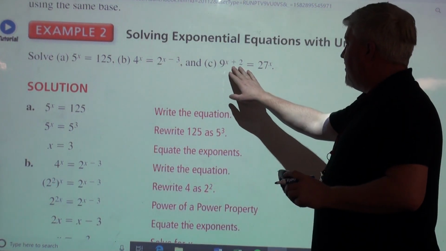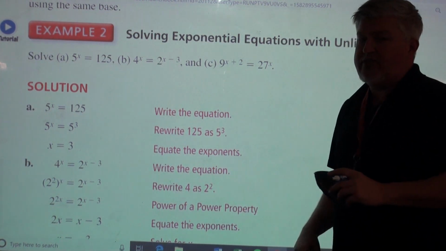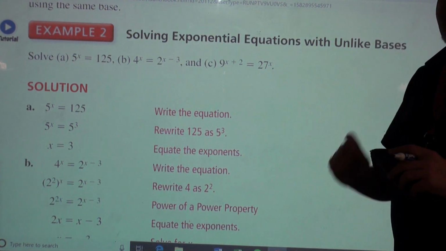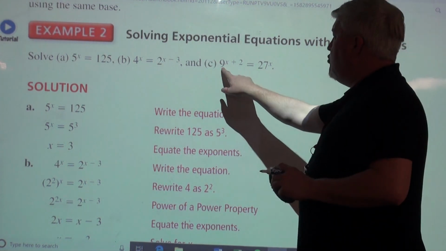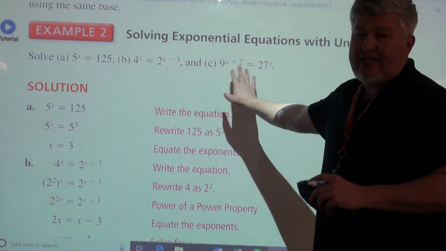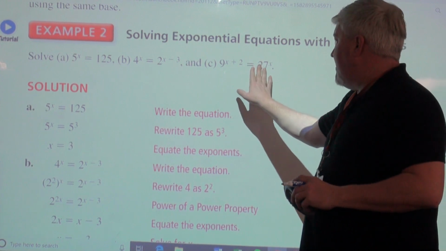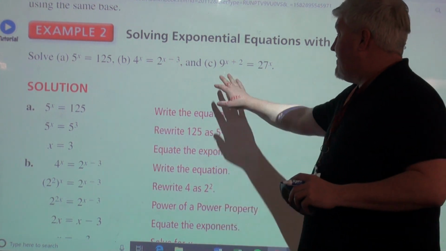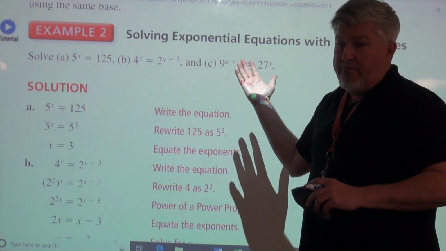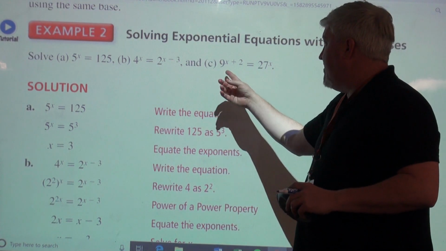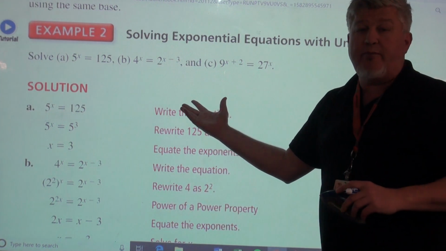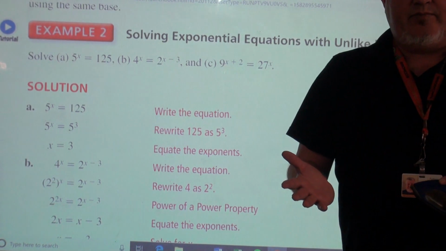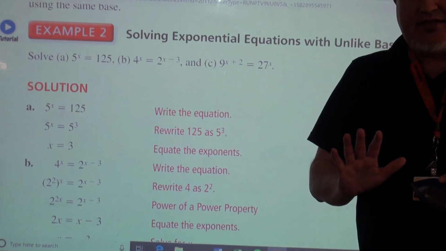9 to the x plus 2 equals 27 to the x. A slight bit more complication because I've got two different bases I'm looking at right now, 9 and 27. You cannot simplify 27 as 9 times something, right? Because 9 times 9 is 81. But both of these have a smaller base that they both can be raised to. What is that base? Some of you are like, I don't know what you're talking about. I understand. Stick with me.